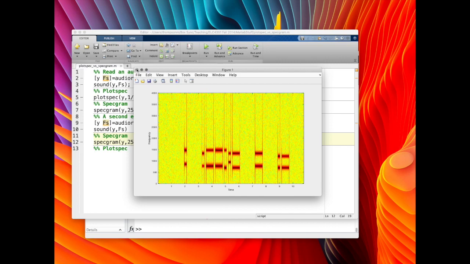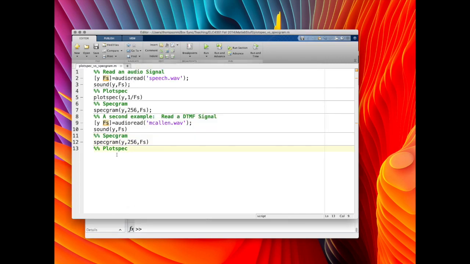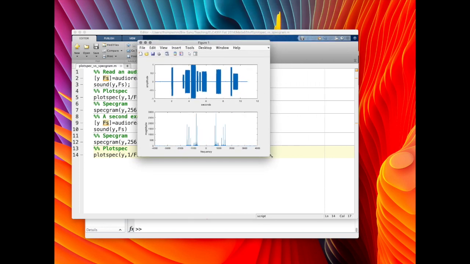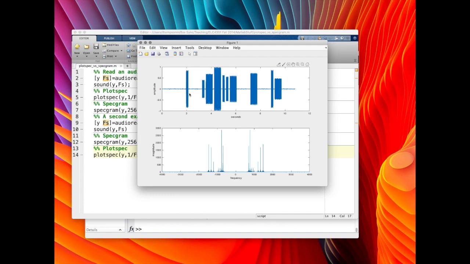Okay. Now let's compare that with plot spec. And remember, it's 1 over FS. Okay, so when I run that, I get the time domain plot of the signal, so I can see these are the digits that I'm dialing, but I'm looking at the frequency content across all 11 seconds. So they all get put up there with no indication of when each one occurred.